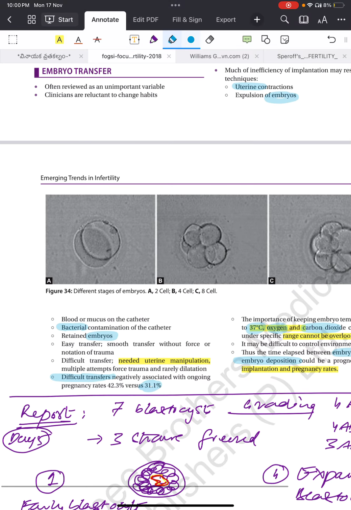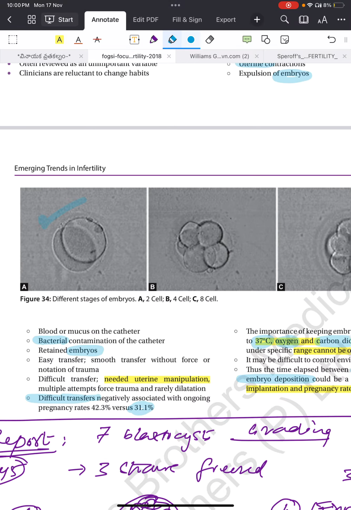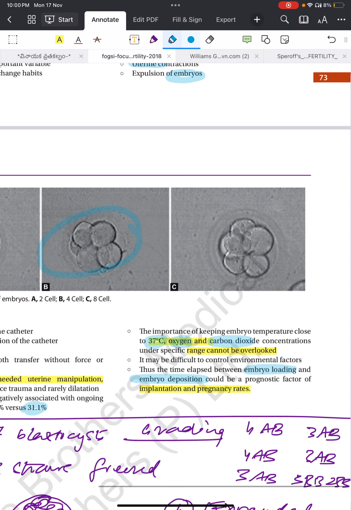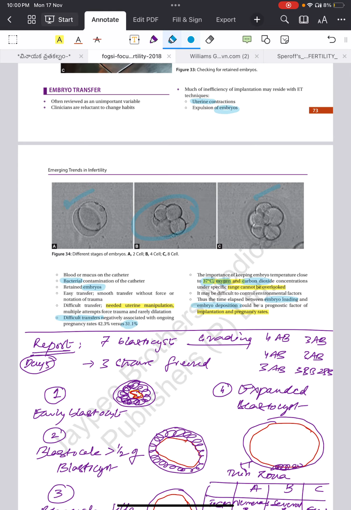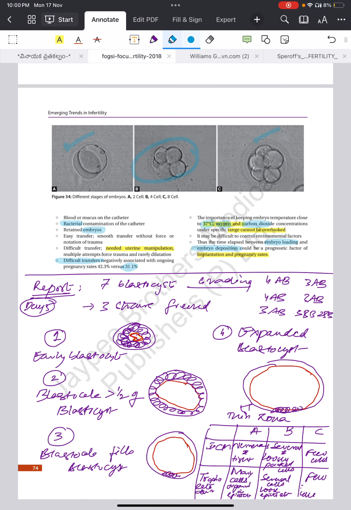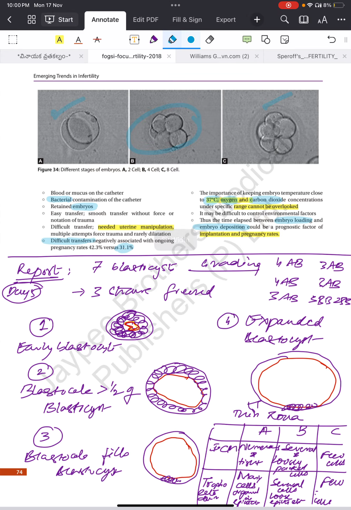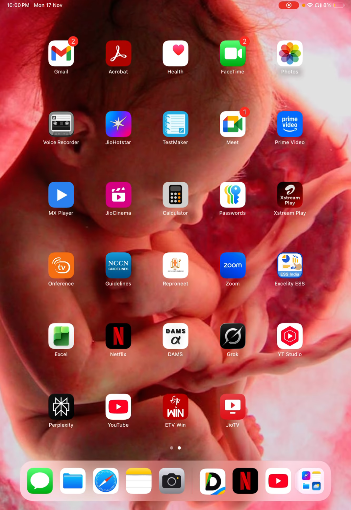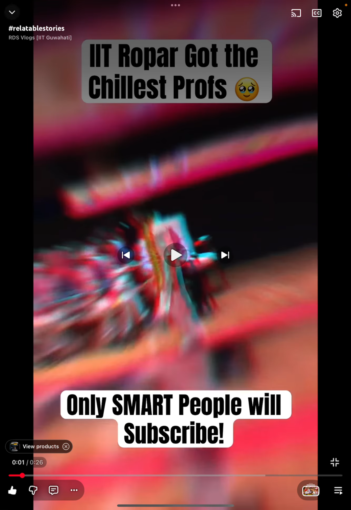Okay. And if you see these embryos, this is a 2 cell stage, this is 4 cell, and this is 8 cell stage. Okay. So now I'll tell you an example. Before entering into that example, let's see some embryo transfer videos as well.